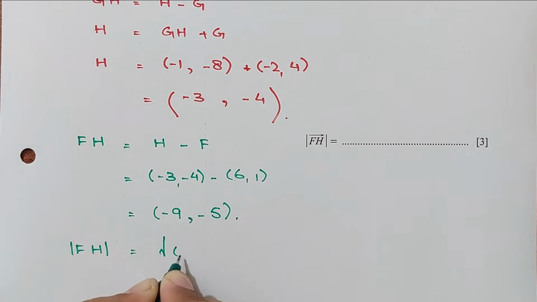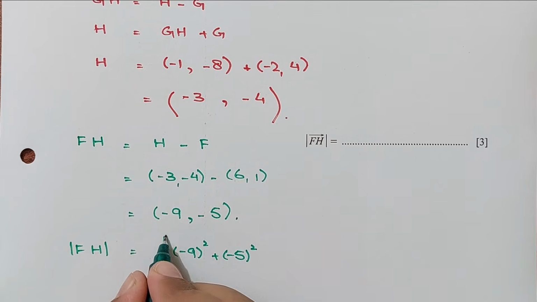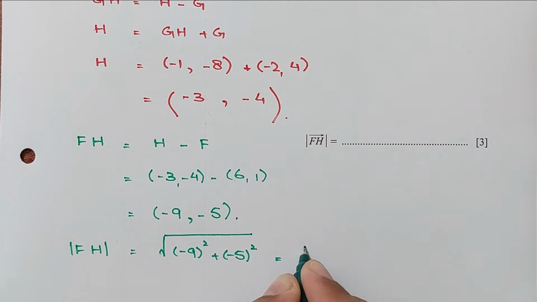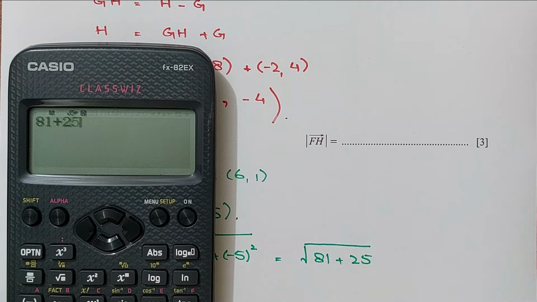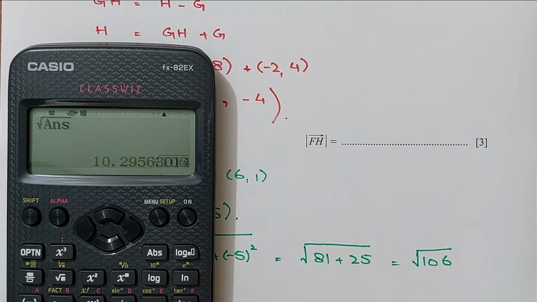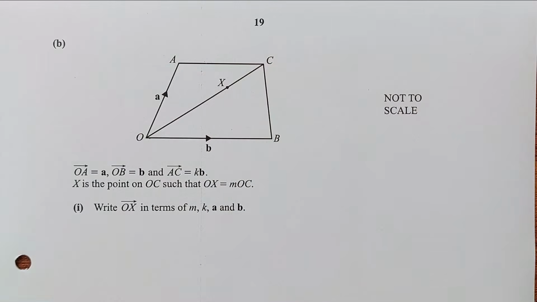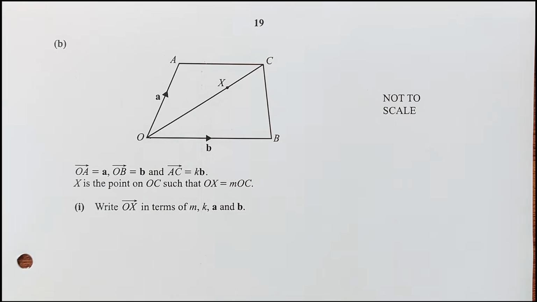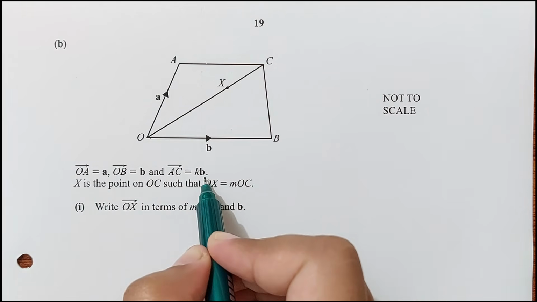Now we have to solve for the magnitude of FH. It is the square root of (-9) squared plus (-5) squared. 9 squared is 81, 5 squared is 25, right? 81 plus 25 is 106. Square root of the answer is 10.3, rounded answer.